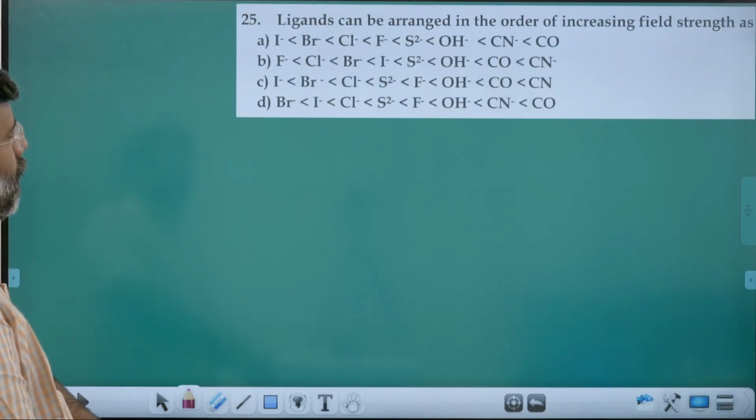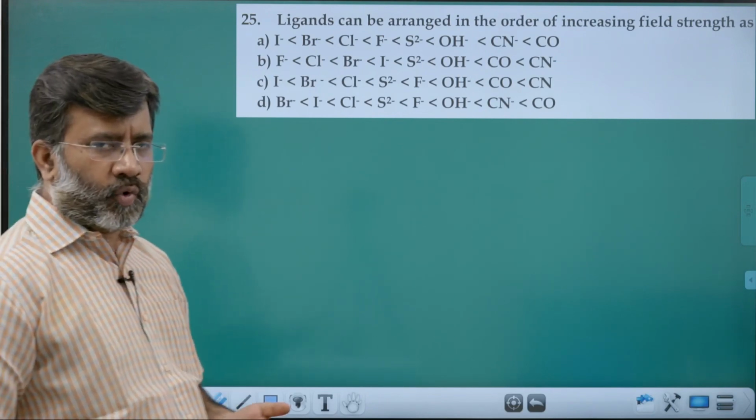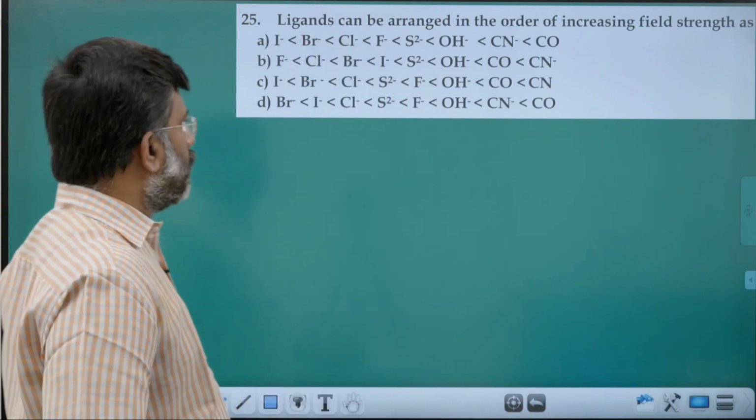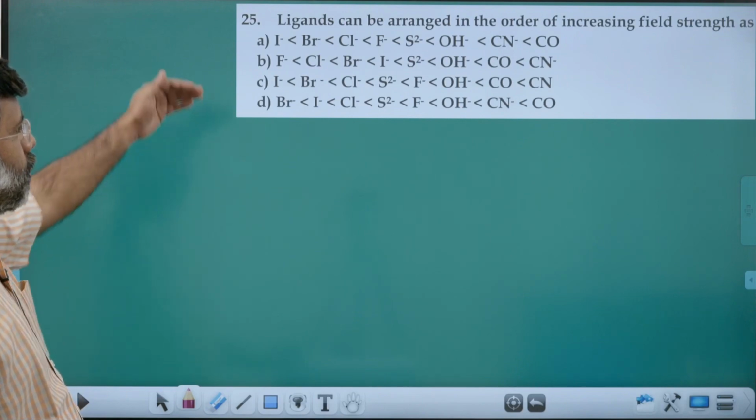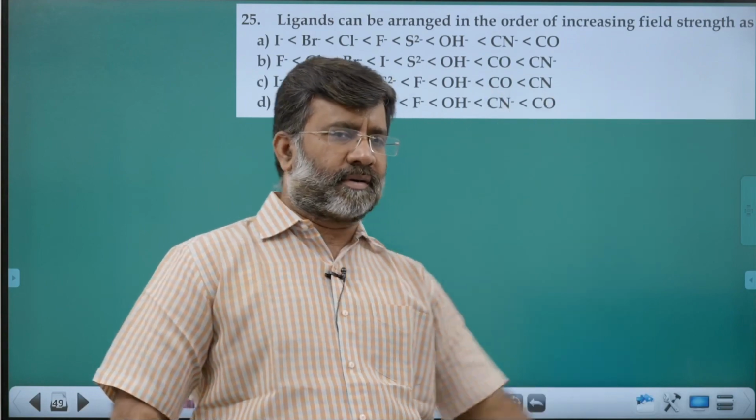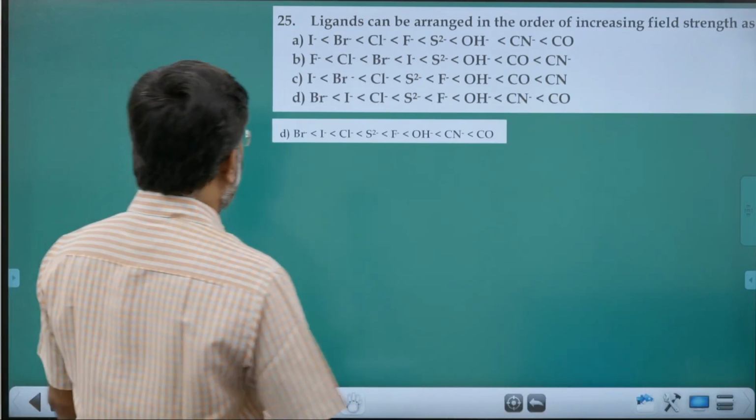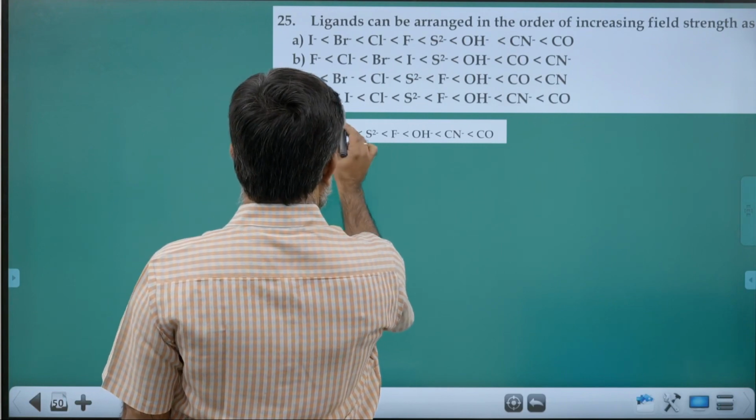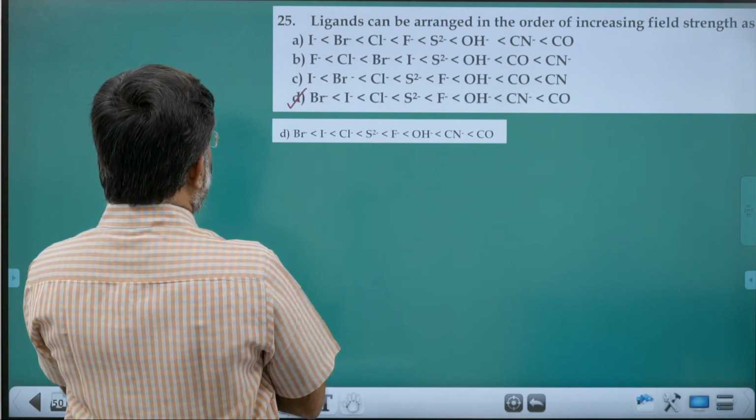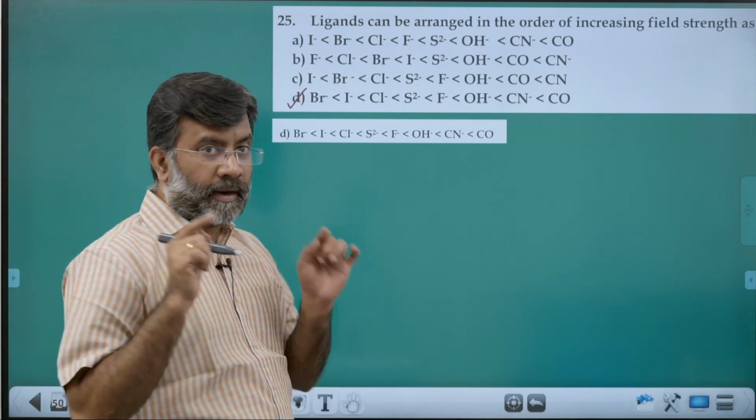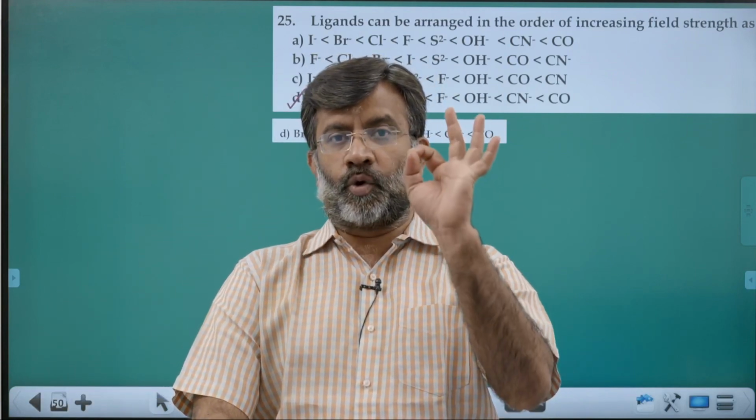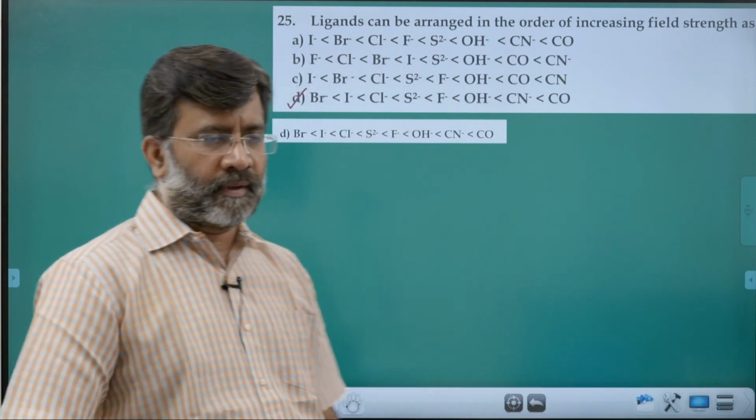Ligands arranged in the order of increasing field strength. That's a repetition question. According to the spectrochemical series, what is the order? You have to learn. Anyway, 2 choices you can eliminate, B and C, because I am sure all of you remember carbon monoxide is maximum and the correct order is option D. Bromine, iodine, chlorine, sulfide, fluorine, OH, cyanide, CO. Right? So option D is the correct answer. So you have to learn that order by heart. Spectrochemical series, very important. Okay, next.